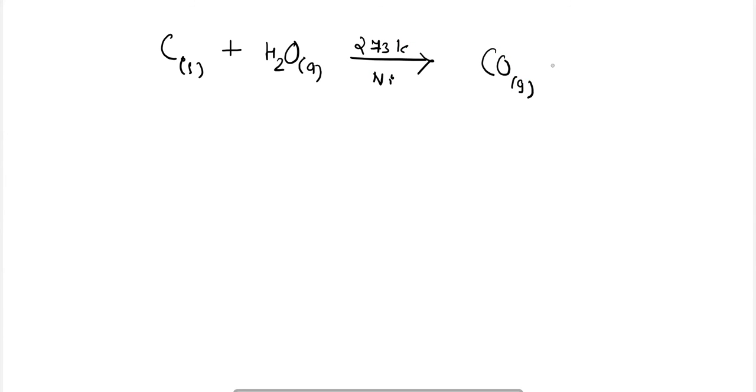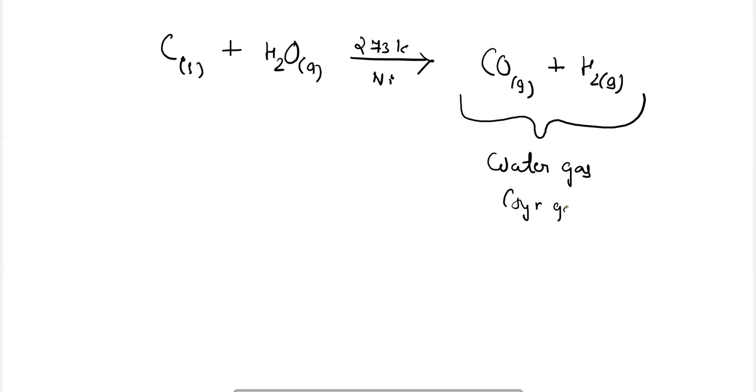Okay. One more example we can see. When carbon is reacted with water at 1273 Kelvin temperature, in the presence of nickel, carbon monoxide and H2 gas will be produced, which is termed as water gas, or syngas, SYN gas.